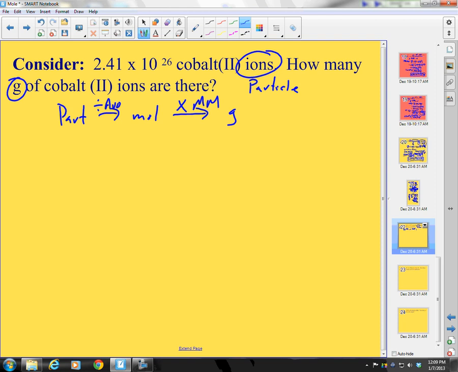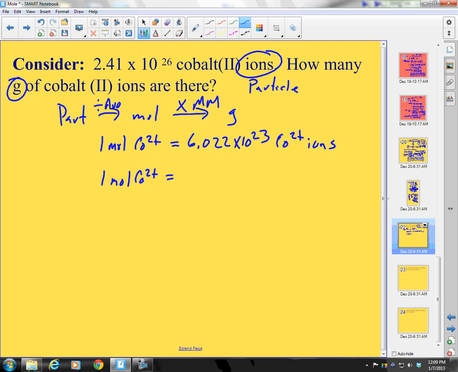Good. So let's look at some. I'm going to do this using dimensional analysis. That's my favorite approach. If I have 1 mole of cobalt 2 ions, how many ions do I have? I have 6.022 times 10 to the 23rd cobalt 2 ions. Now I also have 1 mole of cobalt 2, and that's equal to how many grams?